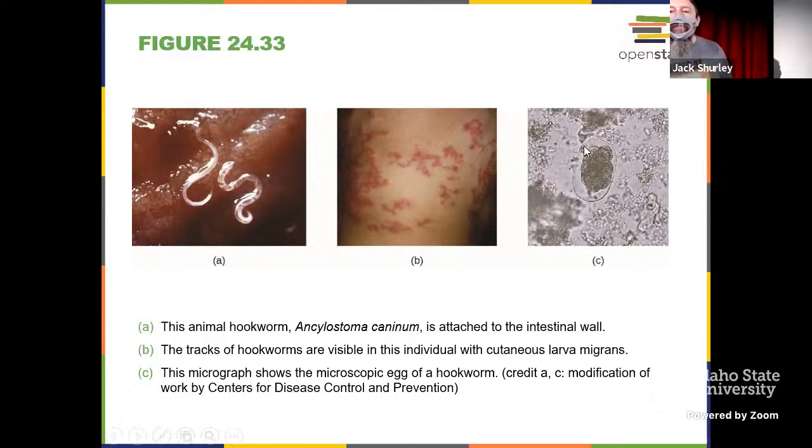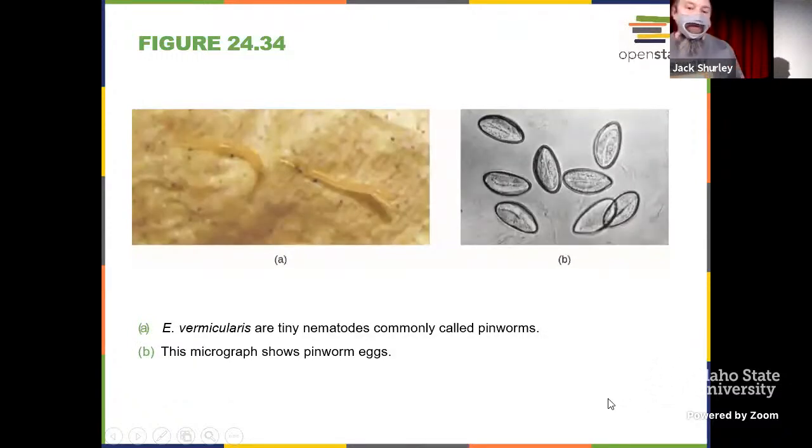Here's an egg in part C. And like I said, with the Ancylostoma, they may be infective as well, especially the duodenale that gets people.